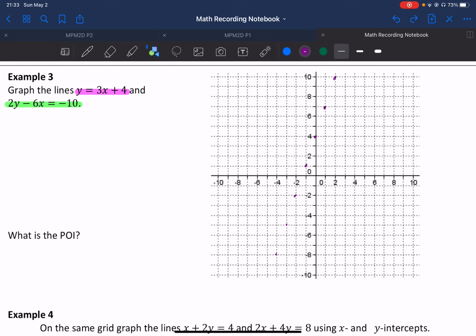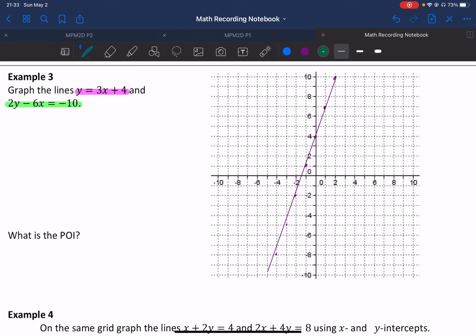That was a terribly drawn line. Let's try that again. Yeah, close enough. All right, and then the next line. Right now, it's in standard form. Standard form is hard to graph.